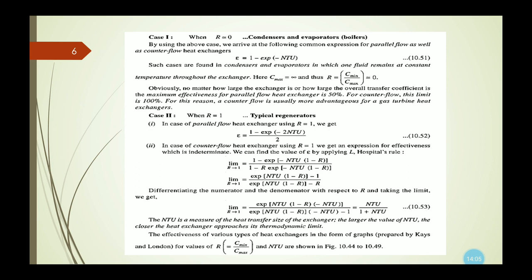Now, irrespective of how large the exchanger is or how large the overall heat transfer coefficient is, the maximum effectiveness for a parallel flow heat exchanger is 50%, and for counter flow this limit is 100%. Okay, so these are the things that you need to remember for MCQ purposes: the maximum effectiveness of a parallel flow heat exchanger is 50%, and for counter flow this limit is 100%. And for this reason also, counter flow is usually more advantageous for a gas turbine heat exchanger.